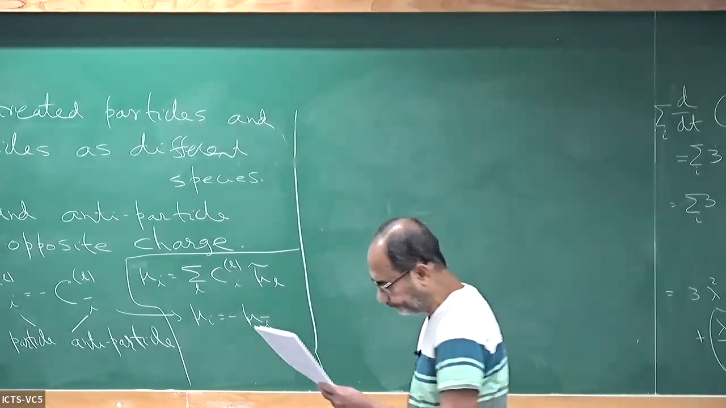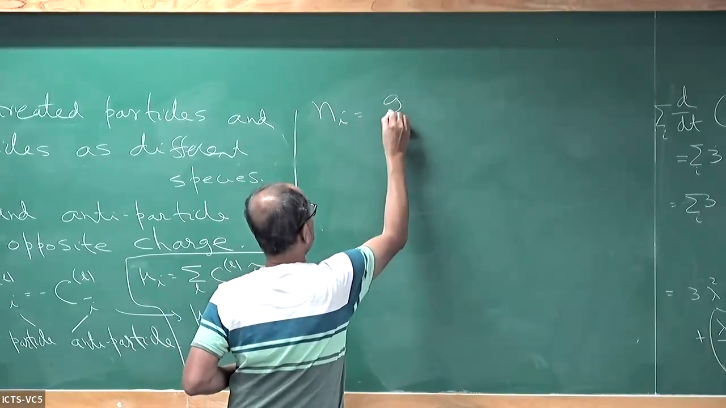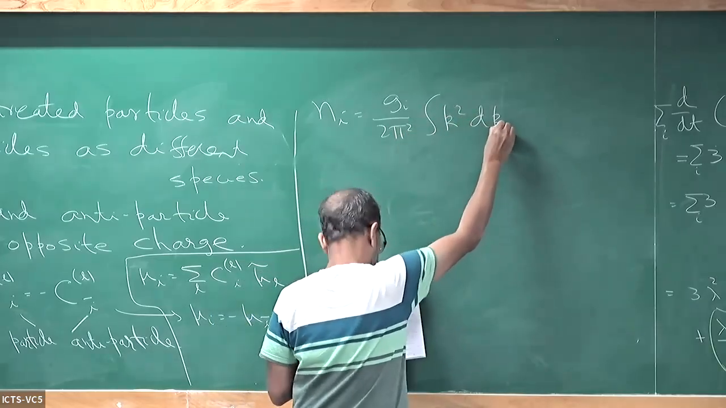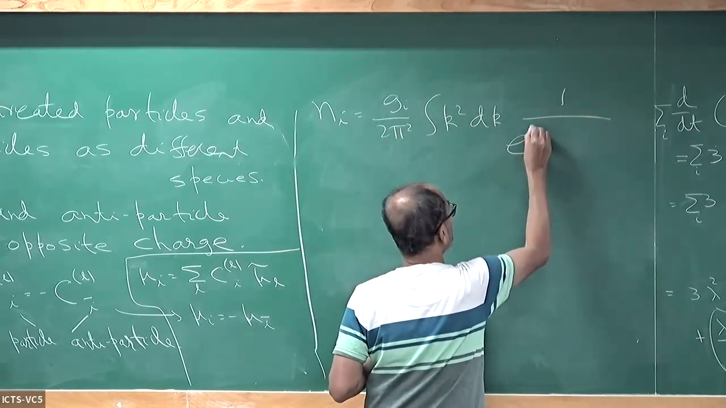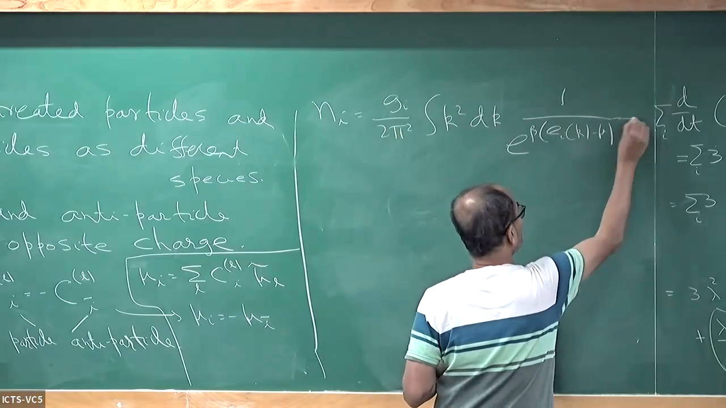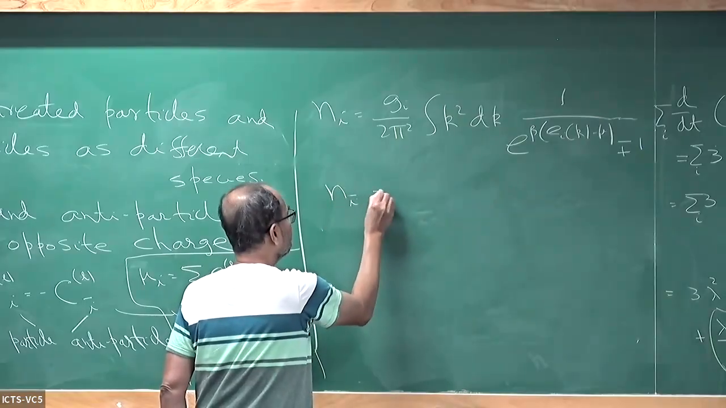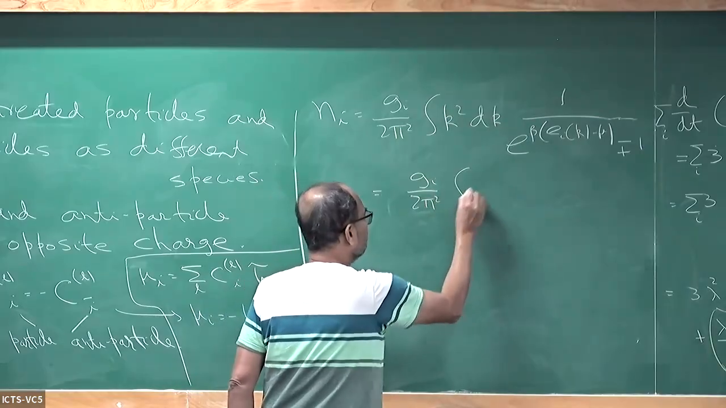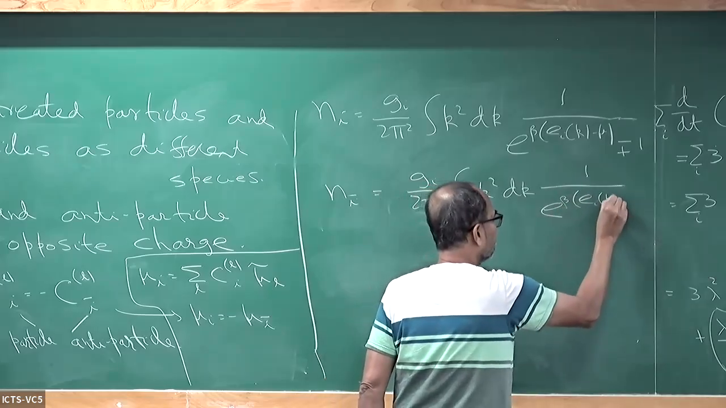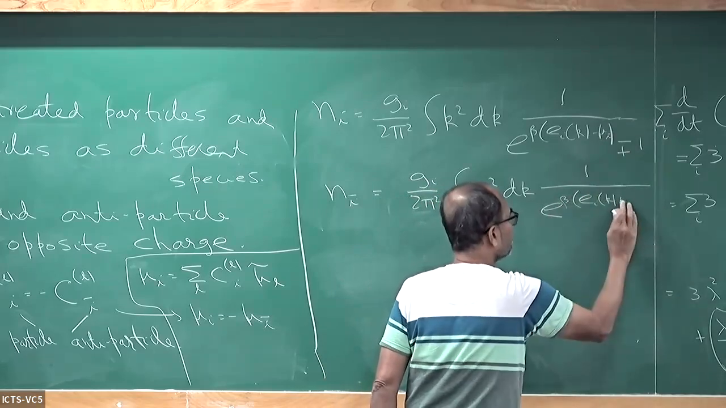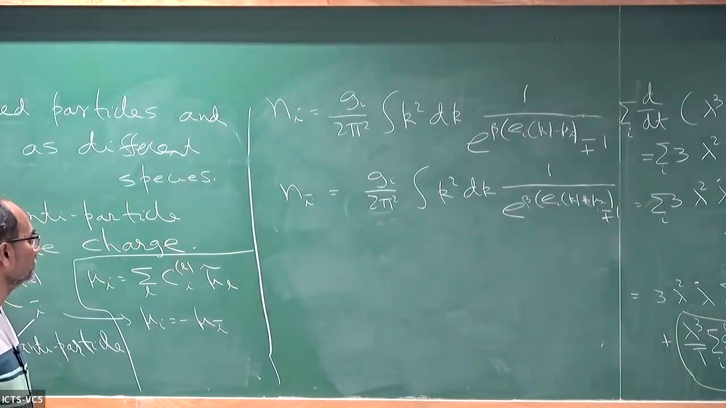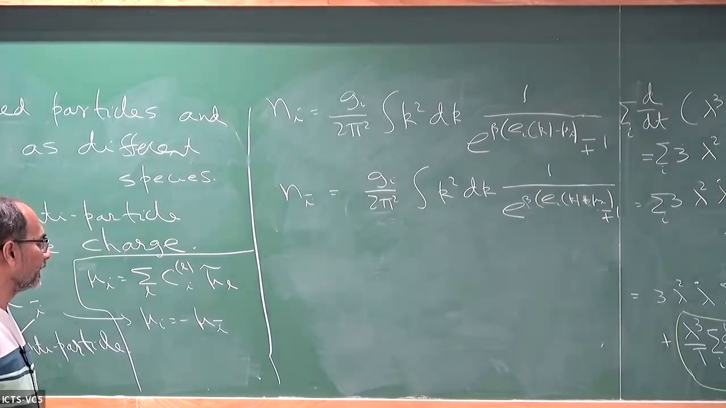So if we now look at the formula, N_i was g_i over 2 pi squared, integral k squared dk, and so on. Then the corresponding N_i bar will be given by g_i over 2 pi squared, integral k squared dk, 1 over e to the power beta (E_i of k minus plus mu_i) plus 1. The degeneracy factor is the same.